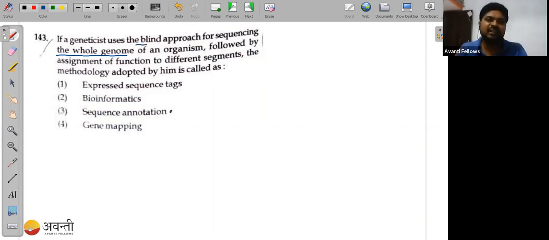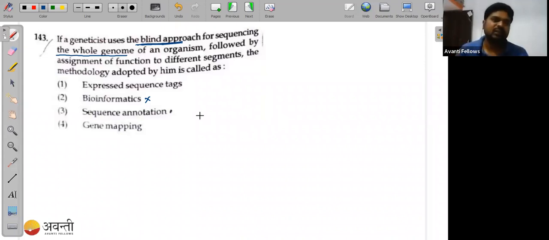And here they say the blind approach. In case of the blind approach, we usually sequence all the genome. ठीक है, हम यहाँ पर सारे genome को sequence करते हैं. Already, bioinformatics is not an option, because bioinformatics is a field of biology where we develop some software to sort the genetic data.